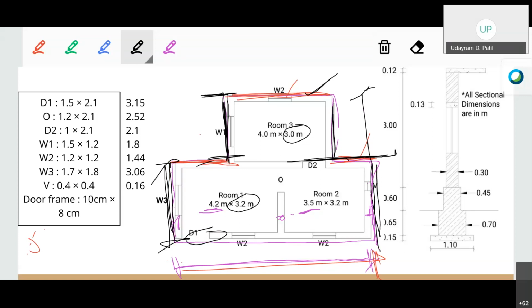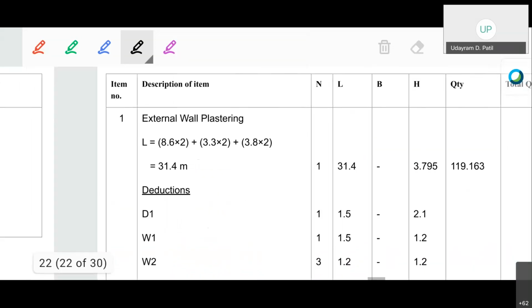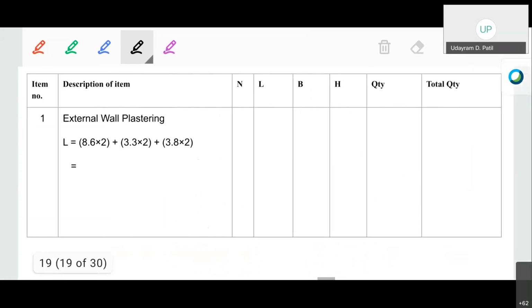So the total length of the plastering, external plastering, will be 8.6 multiplied by 2 plus 3.3 multiplied by 2 plus 3.8 multiplied by 2. Okay, सर्व ब्रॅकेट मध्ये. Calculate the total length of the external plastering. 8.6 multiplied by 2, 3.3 multiplied by 2 and 3.8 multiplied by 2. Okay.